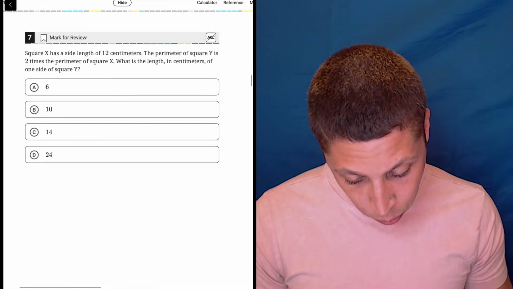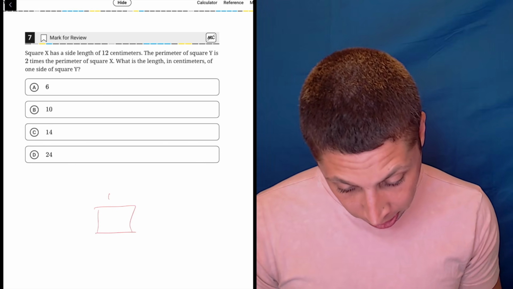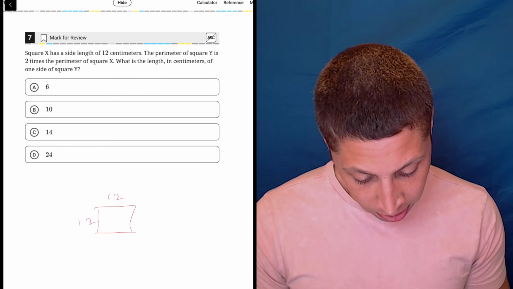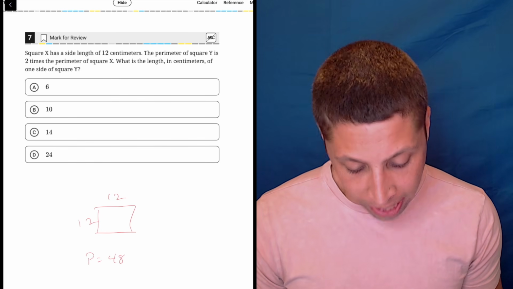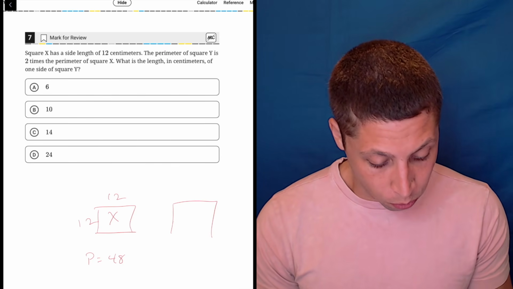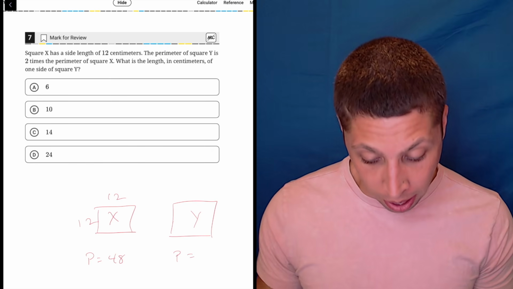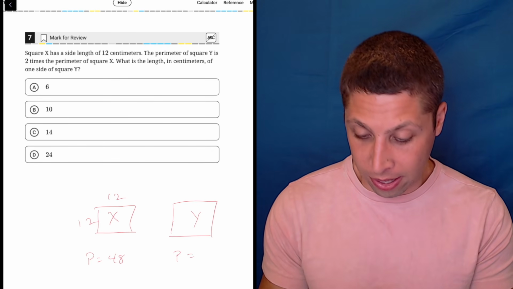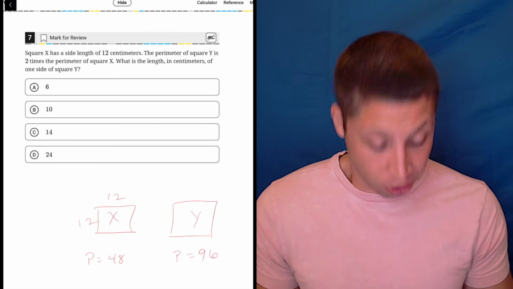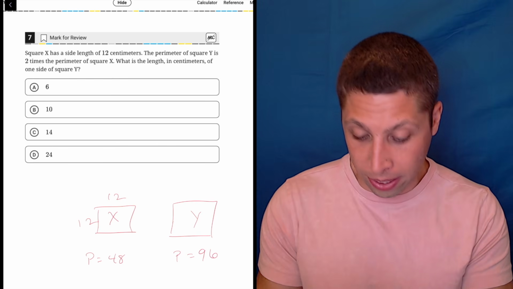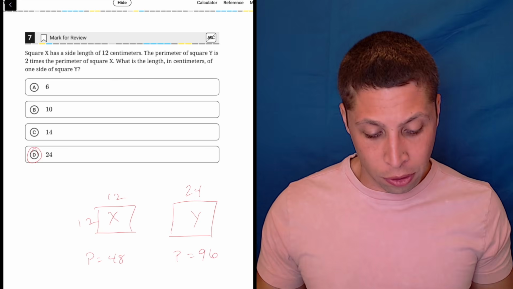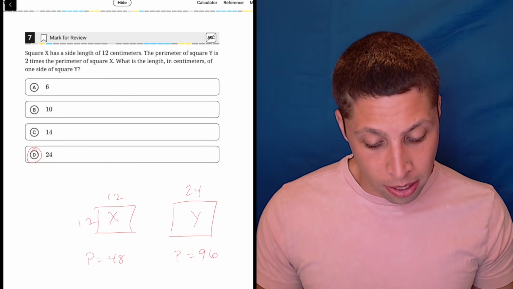Square x has a side length of 12 centimeters. The perimeter of square y is 2 times the perimeter of square x. So square x has a perimeter of 48, right? 12 times 4, since all the sides are the same. Square y then has a perimeter of twice that, so 48 times 2 is 96, I believe, yes. What is the length of one side of square y? So now we're just dividing that by 4, because a perimeter is all the sides added up, so 96 divided by 4 is 24, so there you go. And that makes sense, if you're doubling the perimeter, it's because you're doubling all the sides. Yeah, cool.